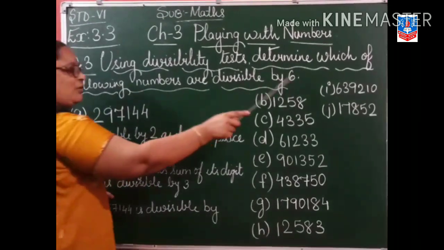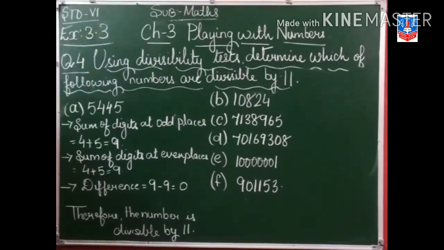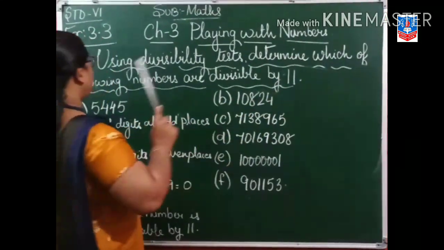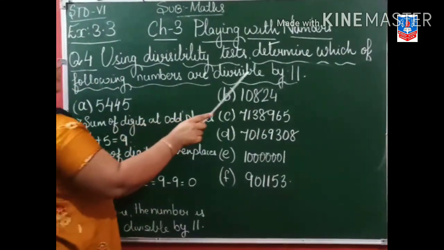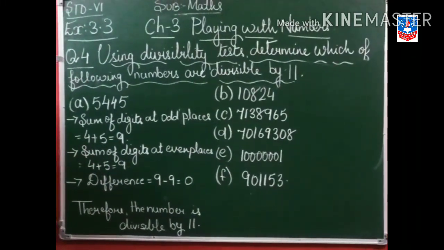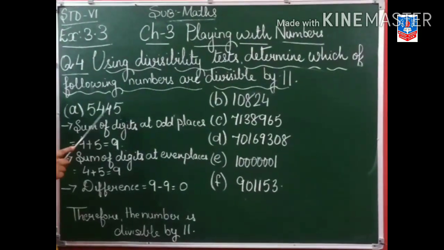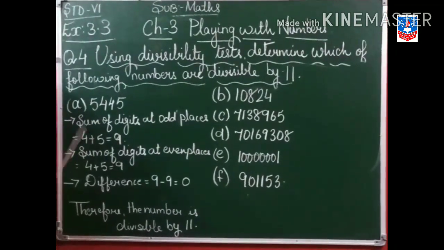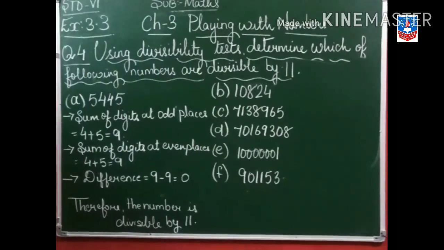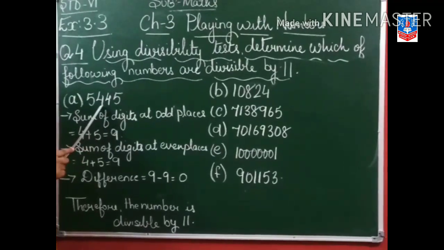Now, this is your homework. Question number 4. Using divisibility test, determine which of the following numbers are divisible by 11. Now, what is the rule of divisibility by 11? If the difference between the sum of digits at odd places and even places is 0 or 11, then that number is divisible by 11.